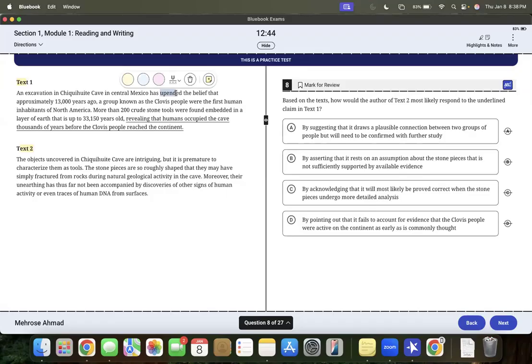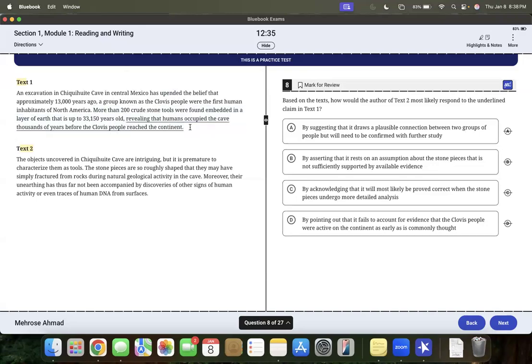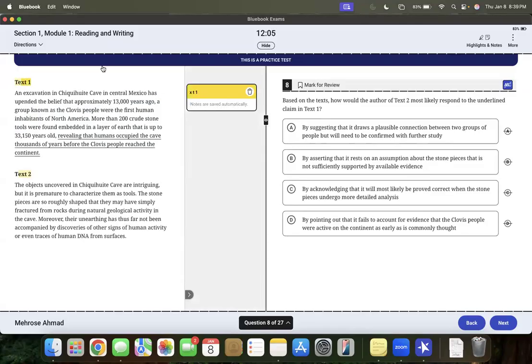Now, although I didn't know that word, what did I do? I moved on. And how did that benefit me? The second sentence made clear what the word upended means. Why? Because they say humans occupied the cave way before the Clovis people did. So that means the belief that the Clovis people were the first people in North America had to be disrupted or uprooted, and therefore upended means something similar. Like this belief is now shattered. So that's text one. My quick one-second sticky note will be: Clovis, not first people.